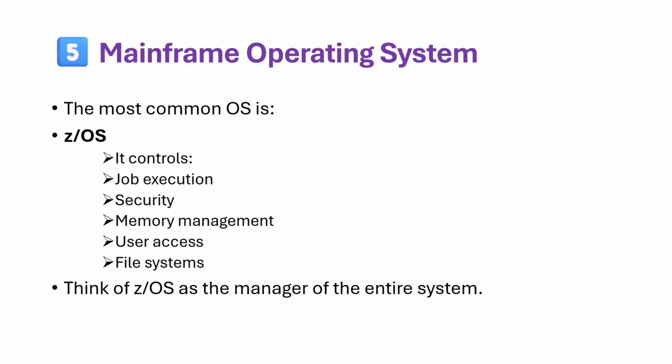7. Mainframe operating system. Now let's talk about the operating system used in mainframes. The most common operating system is z/OS. z/OS controls the entire system. It manages job execution, security, memory management, user access, and file systems. You can think of z/OS as the manager of the complete mainframe environment. Without the operating system, the hardware components cannot work together efficiently.